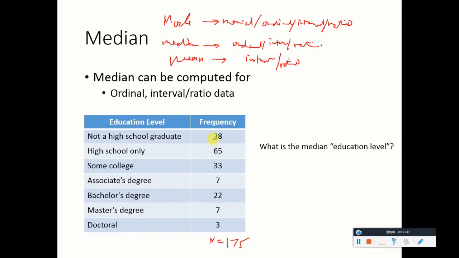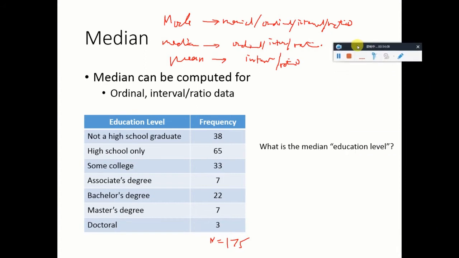All right, so these numbers mean, out of 175 people, 38 of them did not have a high school graduation diploma. 65 of them had only a high school degree, and only 3 have doctoral degrees. Okay? So, my question is, what is the median education level?